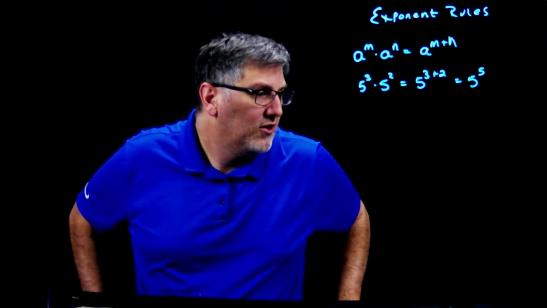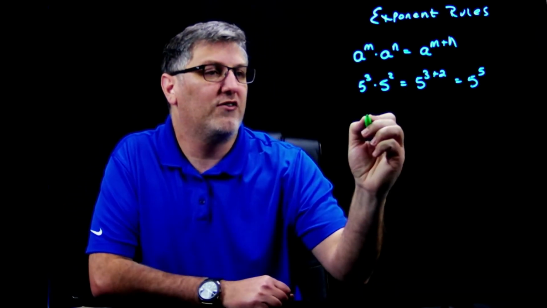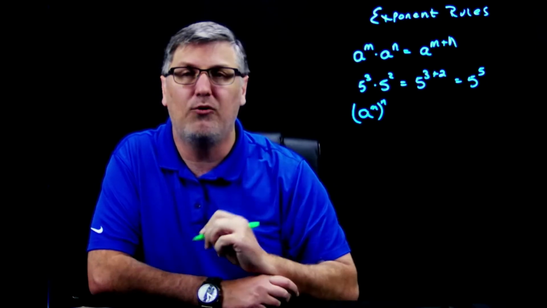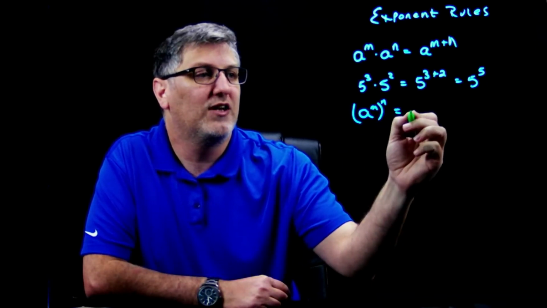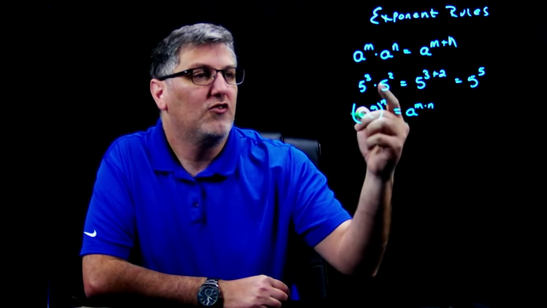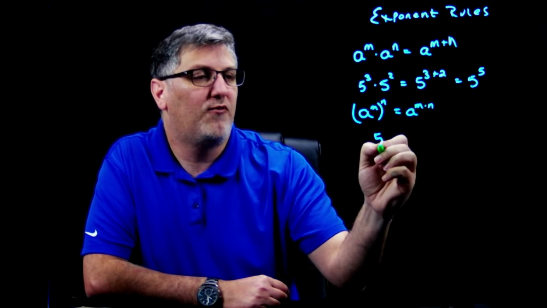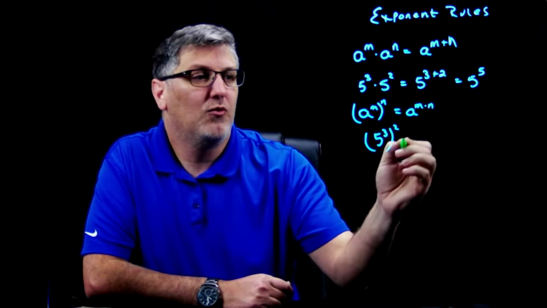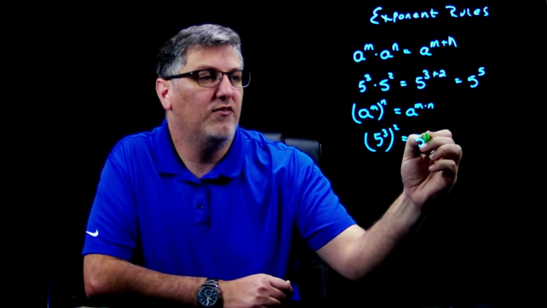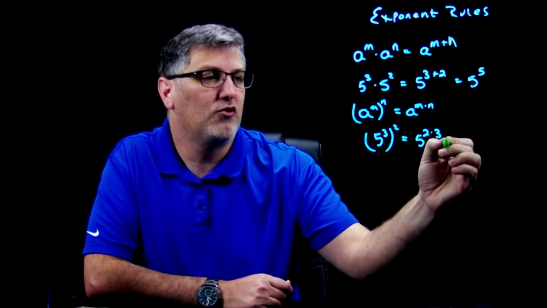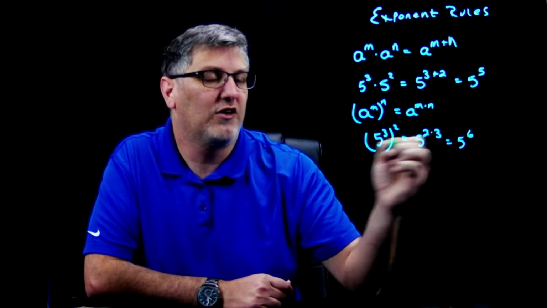All right. So the next rule let's look at is, let's say a to the power of m to the power of n, a power to a power. Well, that's the same thing as saying a to the m times n. So let's use our example here. We have 5 cubed to the second power. We can actually rewrite this as 5 to the 2 times 3 power, multiply them, which will give me 5 to the sixth power.